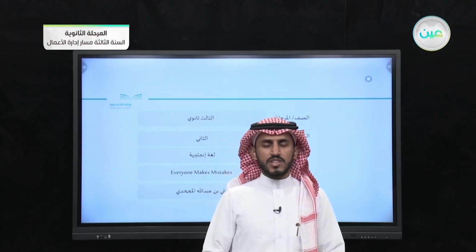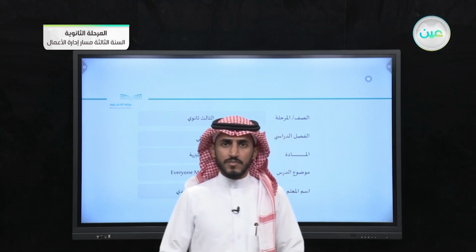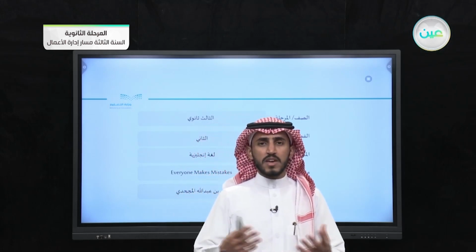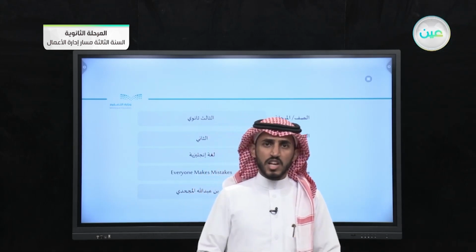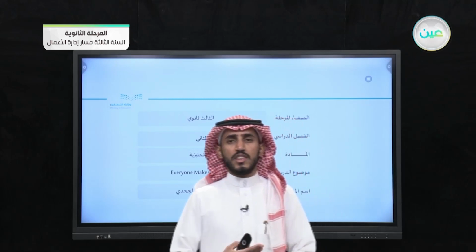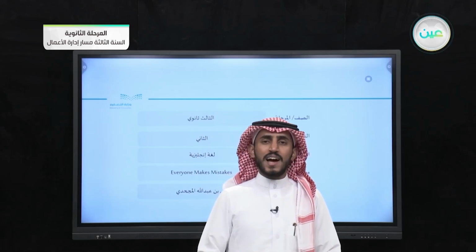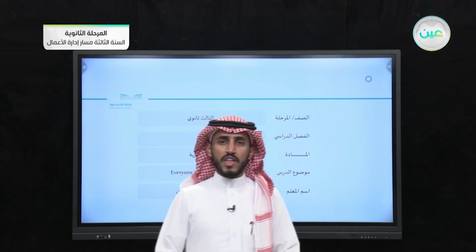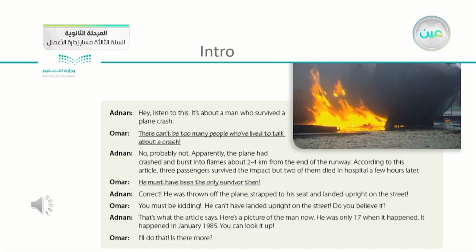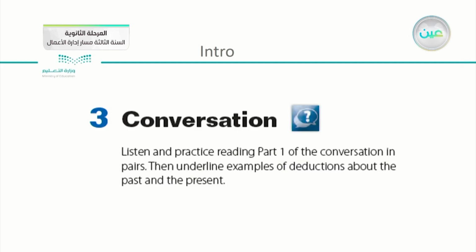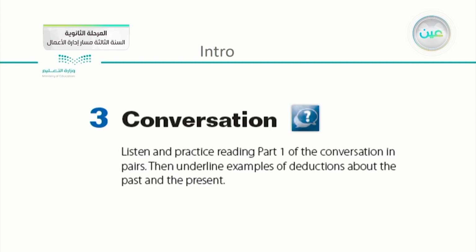Today we have the first lesson in Mega Goal 6. In the previous two lessons, we had introductory lessons where we talked about the main characteristics or the main skills that we are going to study in the following chapters or units. In the previous lesson, we had a conversation between two friends, Adnan and Umar. In this conversation, we learned something that is called deduction.